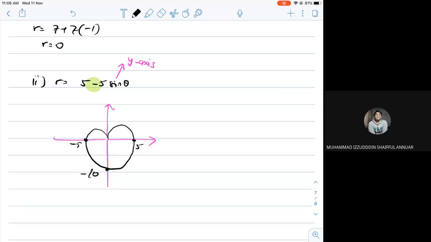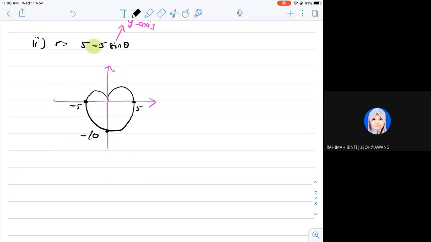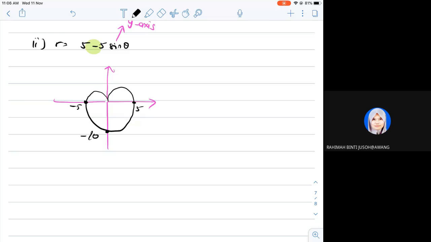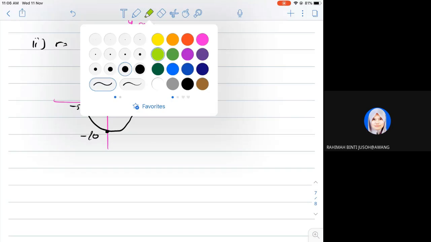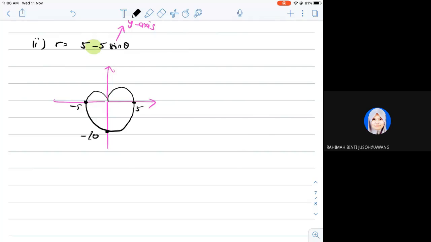Cuba mute sekejap. Okay, so now, kalau you nampak ni, saya selalu cakap dengan student saya. Okay guys, this looks like what? Bentuk macam ni, shape heart kan? Macam bentuk jantung. Okay, looks like a heart. So, if you get the higher value here, then your heart would be greater.